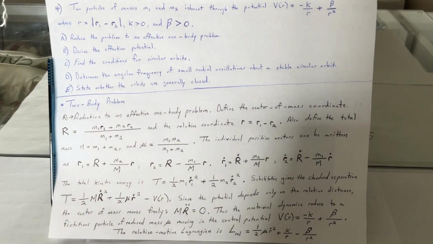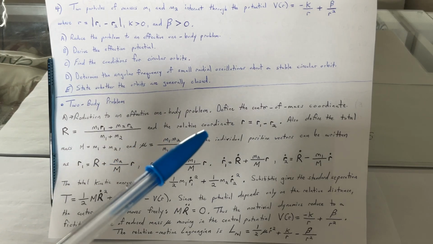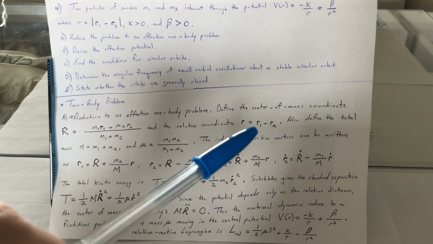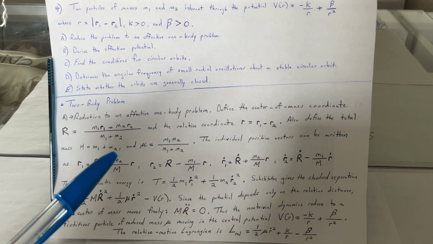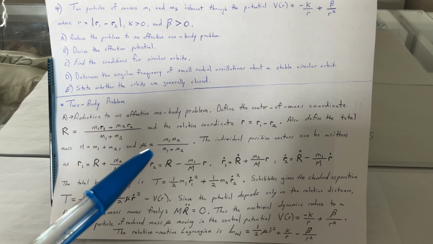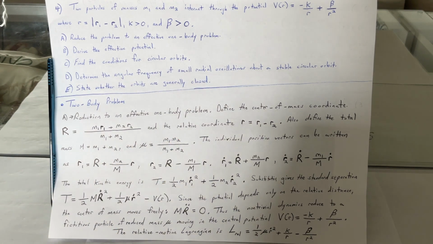For Part A, reduction to an effective one-body problem, we're going to define the center of mass coordinate R = (m1 r1 + m2 r2)/(m1 + m2), and the relative coordinate r = r1 - r2. Also define the mass M = m1 + m2, and μ = m1 m2/(m1 + m2).